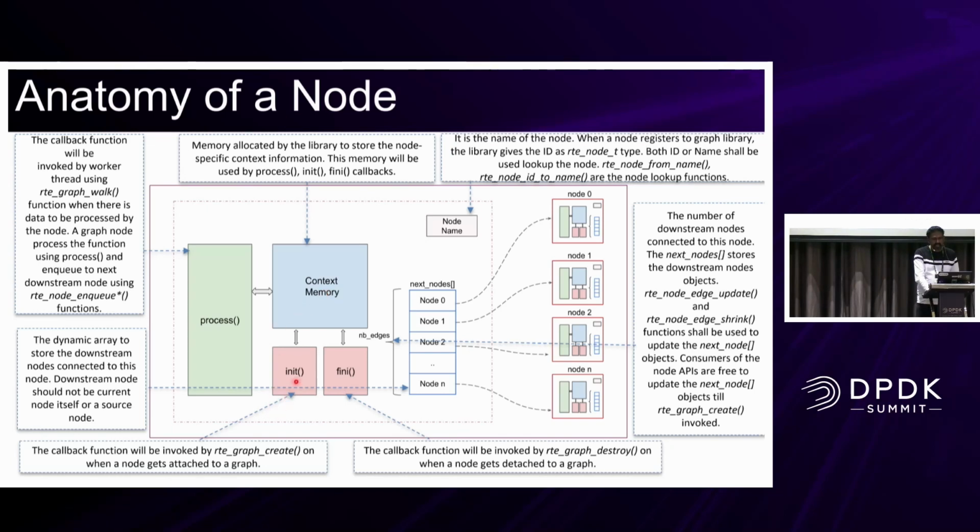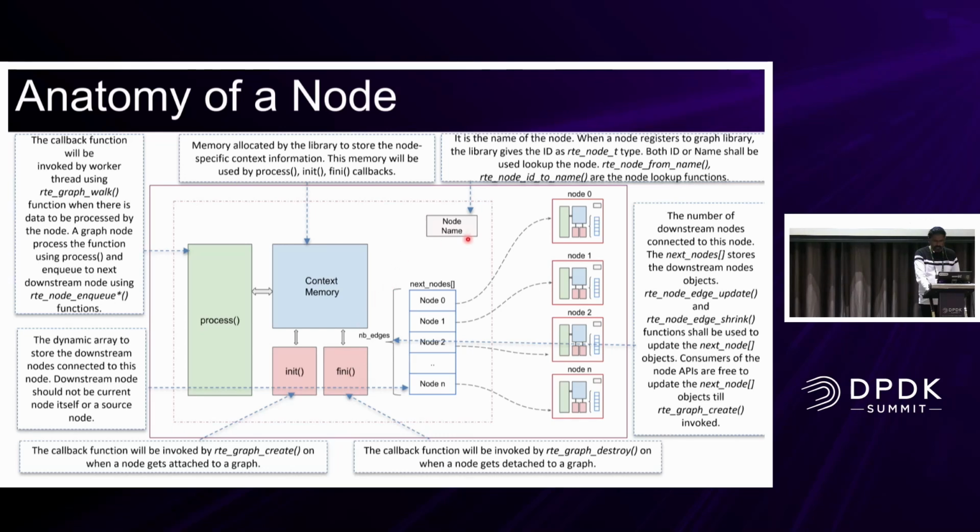And init is a callback that will be called when the graph is created. From a driver point of view, you have init and fini, right? In init, you can do the initialization. So if you are creating an IPv4 table lookup, then the table will be created at this point. And fini is the counterpart of that.